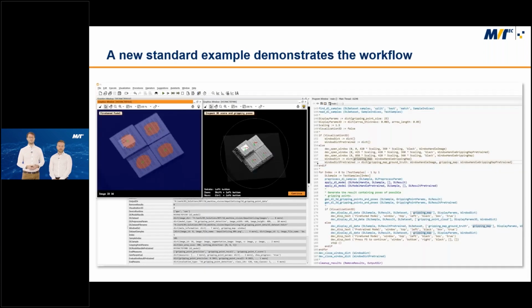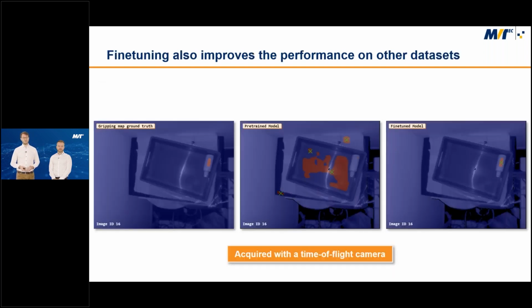This standard example shows the workflow of your training. So just use our standard example to start with your application. Just load in your images and you can start training on your application. And not just low resolution sensors, also, for example, different types of sensors. So what you can see here is acquired with the time of flight camera. Before, the pre-trained model wouldn't find any suitable gripping points on this small image and tries to grip the can in this image. But once you fine-tuned your model onto this specific sensor data, the gripping point is found robustly.